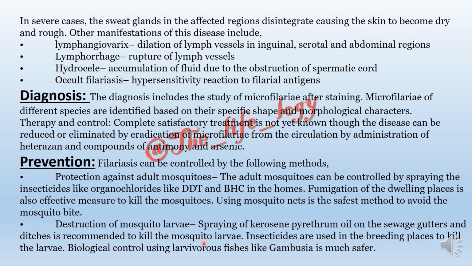Destruction of mosquito larvae: spraying of kerosene or pyrethrum oil in the sewage, gutters and ditches is recommended to kill the mosquito larvae. Insecticides are used in breeding places to kill the larvae. Biological control using larvivorous fishes like Gambusia is much safer, right? Gambusia eats the larval stage of the mosquito, right? So it is a biological control, you can say.